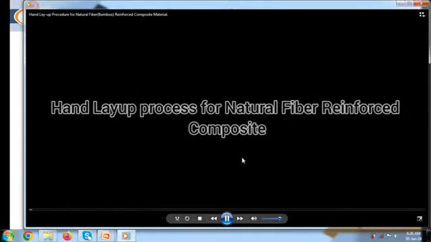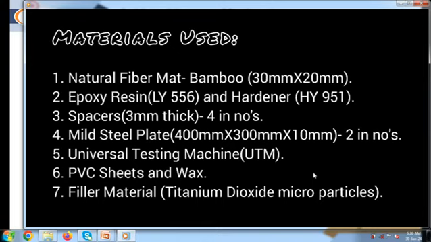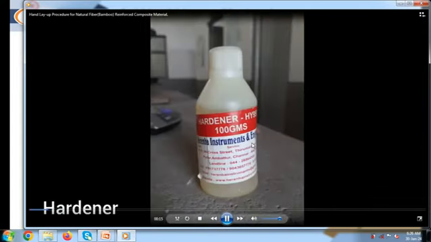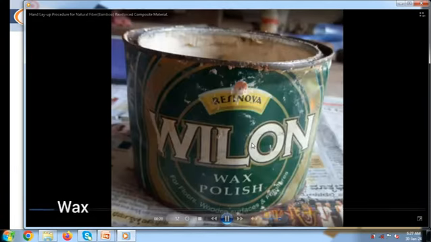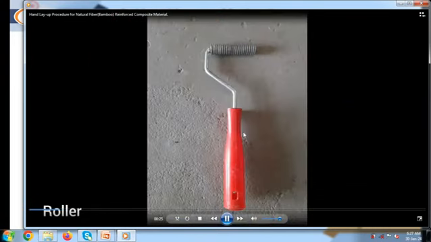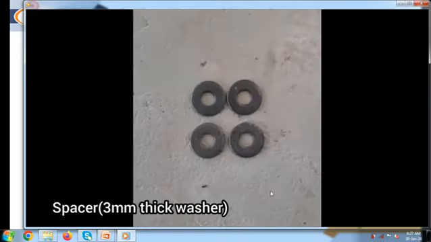Normally the hand layup method is mostly used to manufacture composites, because it is quite an easy process and it does not require much cost. So here this will be an epoxy resin. This is the hardener we are using just to make it properly hard. Then this is the wax polish, the gel we have used for this. Now this is the roller portion. We are using the roller and brush just to apply the resin thoroughly on the composite laminate.